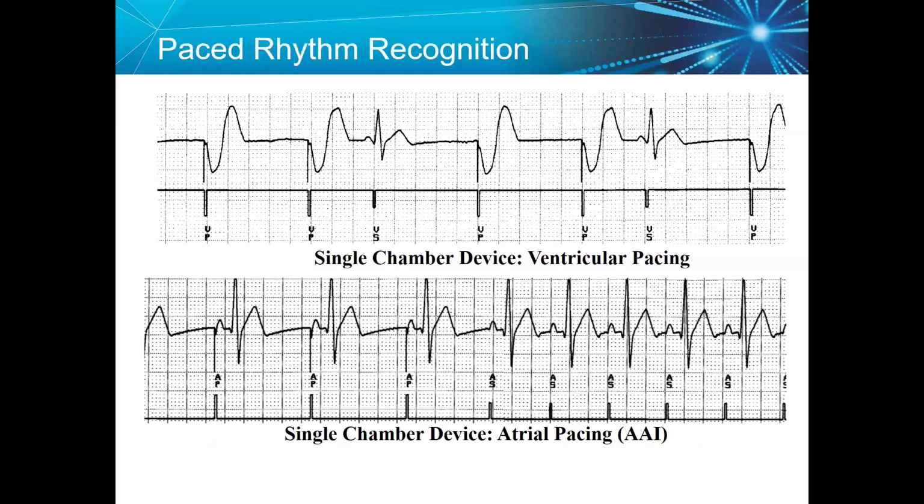Here is the paced rhythm recognition. Okay, here we see a single-chamber pacemaker. He has ventricular pacing. Then there is sinus rhythm with native conduction, then ventricular pacing, then an intrinsic beat. In a single-chamber device with atrial pacing, we have here atrial pacing, okay, ventricular sensing.